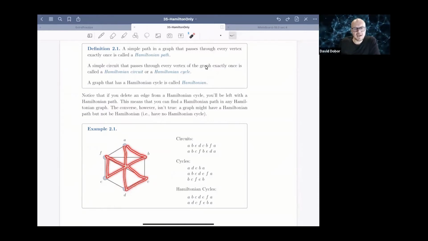Notice that now I've covered every vertex exactly once of the graph. I didn't miss any vertex. Of course, there were some edges that I didn't traverse, but that's fine. I want to hit every vertex. So this is very different from Eulerian traversals.